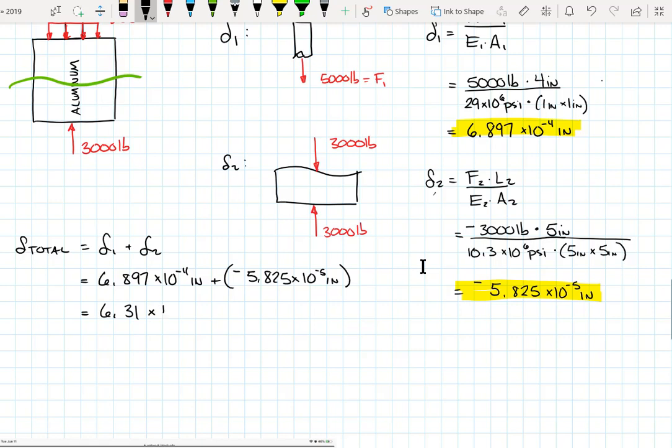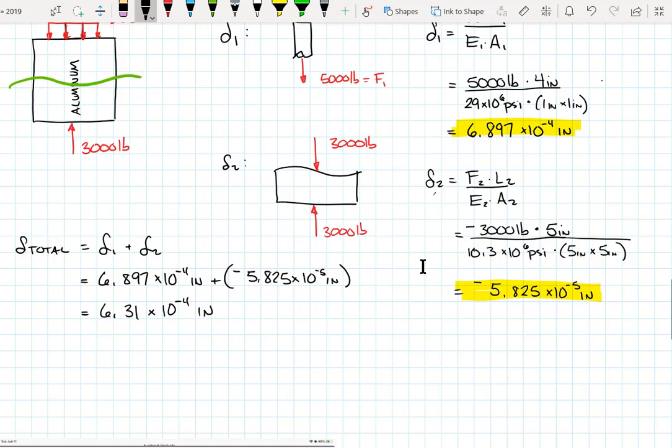We'll just do that, times 10 to the negative 4th inches. So not a lot, but it's a pretty big and short piece. And remember, both of those factors, big area makes delta small, short length makes delta small. So short, stocky things don't change in length as much as long, skinny things do.